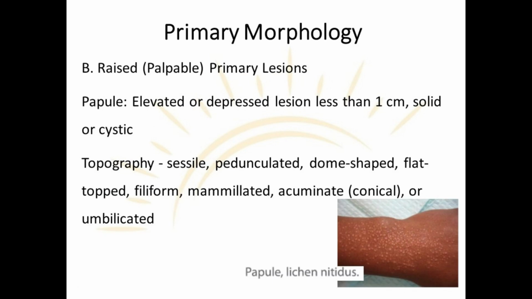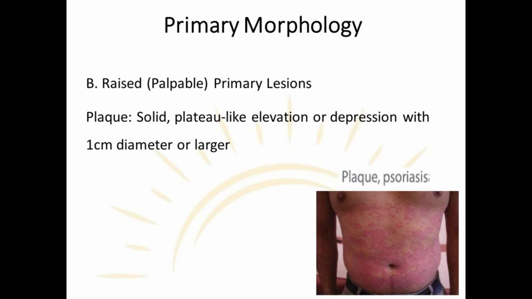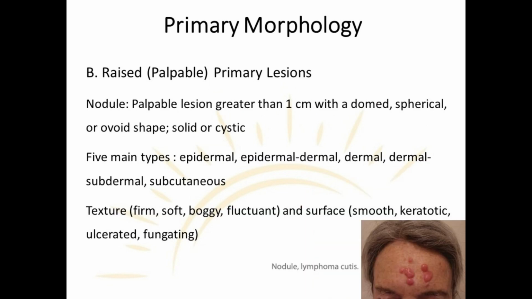Raised, palpable primary lesions. Papule. It is an elevated or depressed lesion less than 1 centimeter, may be solid or cystic. Topography can be sessile, pedunculated, dome-shaped, flat-topped, filiform, mammillated, acuminate, conical, or umbilicated. Plaque. It is a solid, plateau-like elevation or depression with a diameter of 1 centimeter or larger.